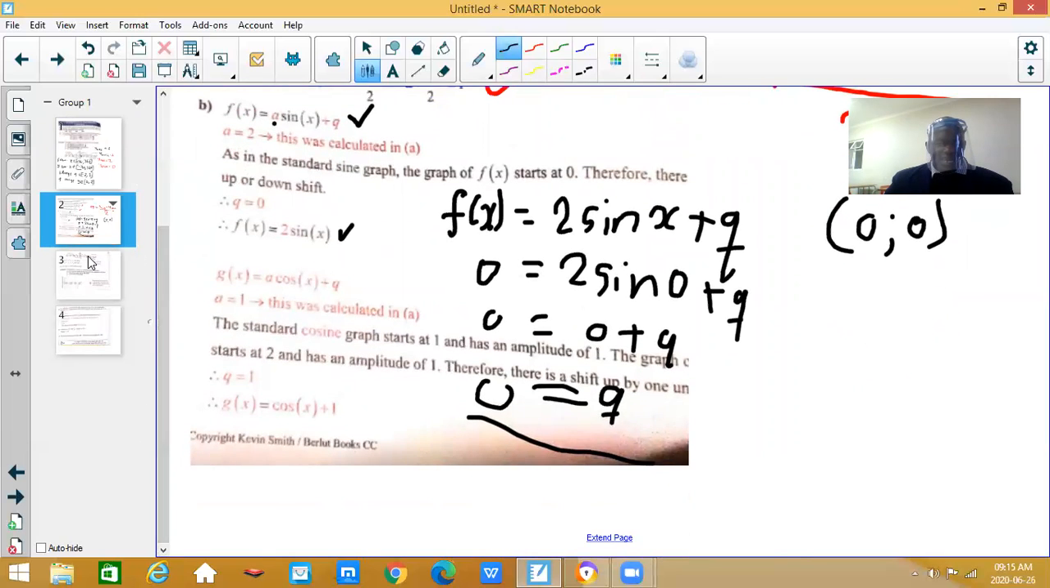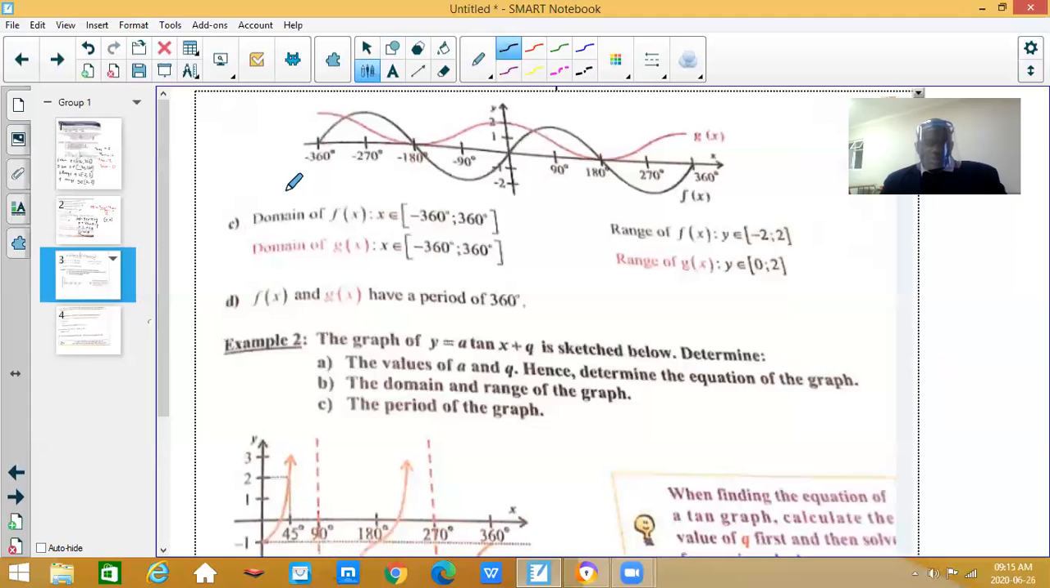Right. Now let us go on. We said the domain of G is -360 to 360. The range of F starts from -2 to 2, and the range of G in X starts from 0 to 2. You can write it like this.